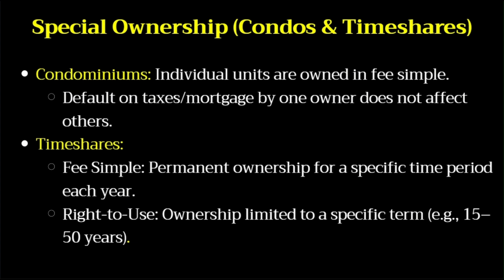With timeshares, there are two ways to hold interest. There is fee simple, which is permanent ownership of the specific time slot every year. Then there is right to use, which is essentially a long-term lease that expires after a set number of years, typically between 15 and 50. So, fee simple timeshares can be willed to heirs because they are real property, whereas right to use is a contractual right that eventually ends.